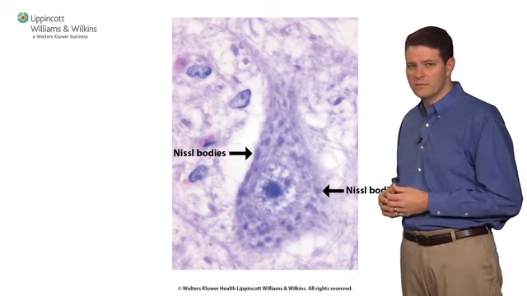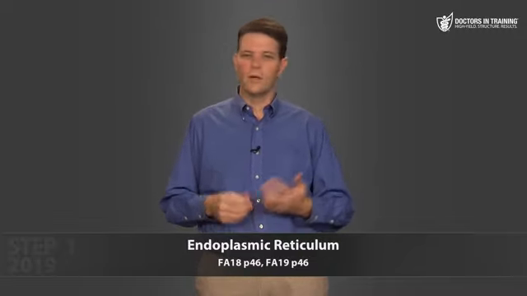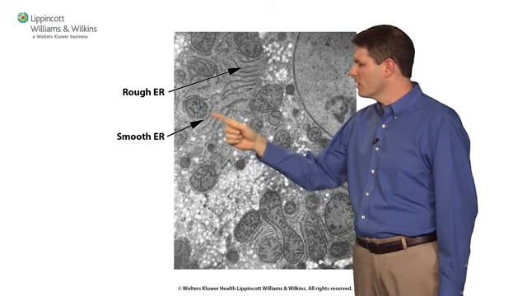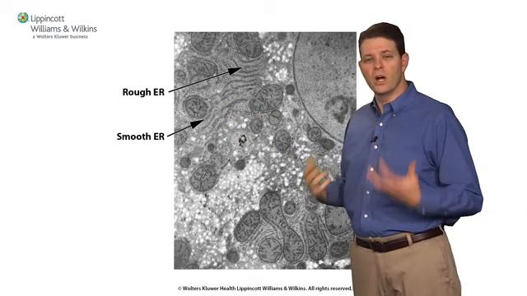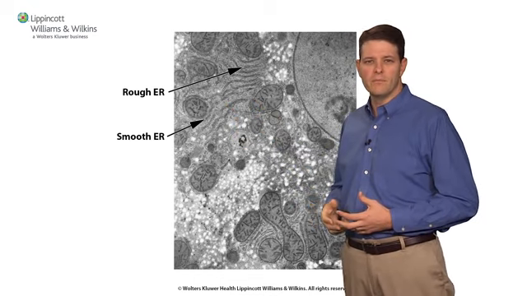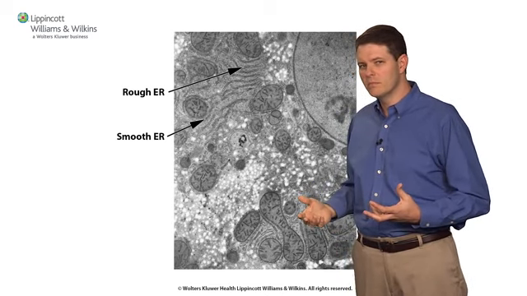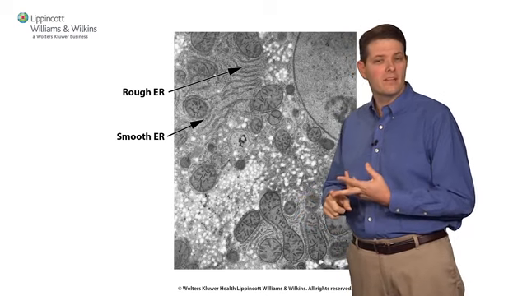And then in addition to rough endoplasmic reticulum, there's also smooth endoplasmic reticulum. It's like the Justin Timberlake of cell biology. Smooth. Smooth endoplasmic reticulum is where steroids are synthesized and where drugs and poisons are detoxified. So where would you expect to see a lot of smooth endoplasmic reticulum? In the adrenal cortex and the hepatocytes.